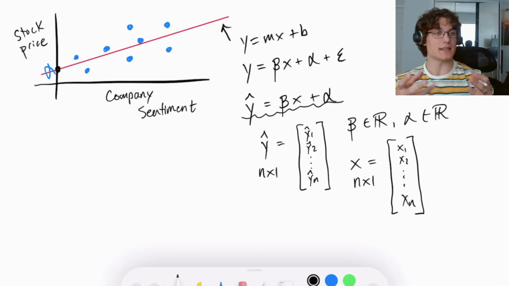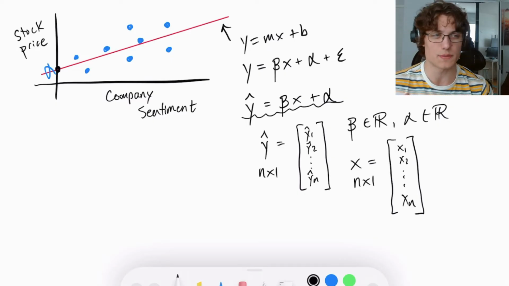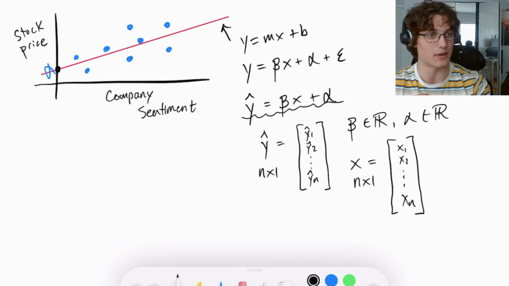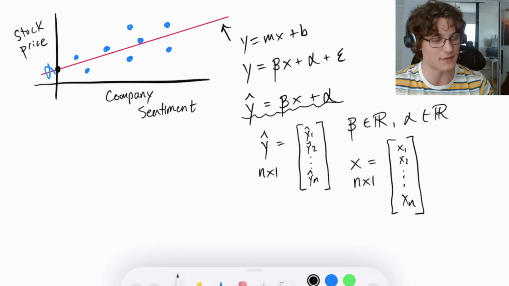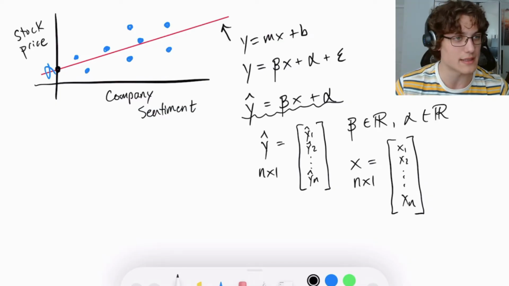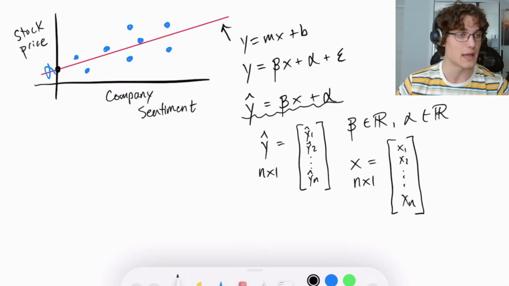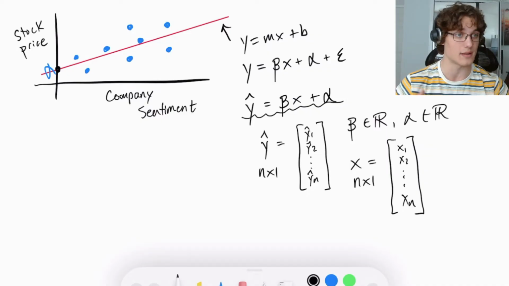Now, as you can see, this is starting to get a little crowded, right? We have our beta, our alpha, which are supposed to just be numbers, and then we also have this vector y hat of our predictions for stock price based on our inputs given by company sentiment, this x vector here. There's got to be a more concise way that we can write this, and there actually is. We're going to use matrices to help us write this in a more compact manner, and that's also going to aid in our analytical solution to the beta and alpha values themselves.